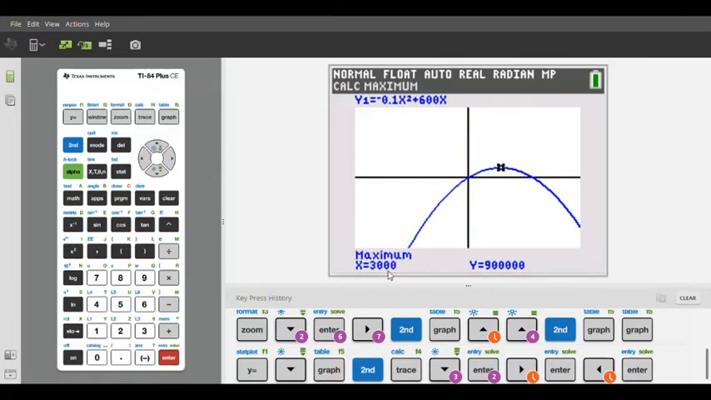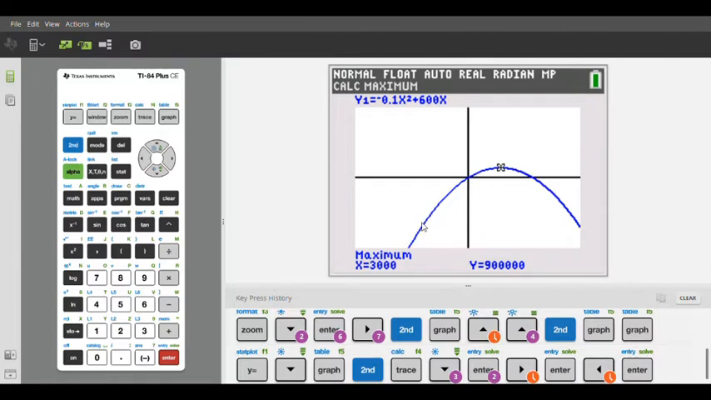It tells me my maximum at x equals 3000, y equals 900,000, which is exactly what we found by hand. So if we drew a straight vertical line, we would have our axis of symmetry here. Our axis of symmetry is x equals 3000. Our vertex point is (3000, 900,000). You don't have to do all the math. You can just find it with your calculator now.